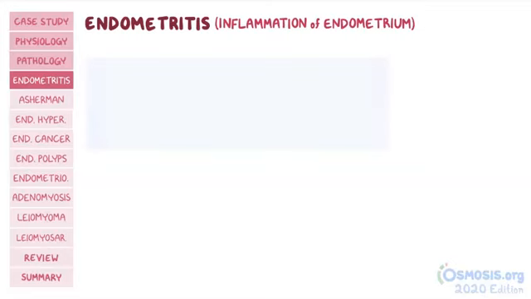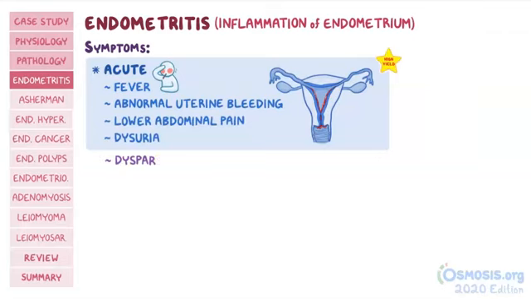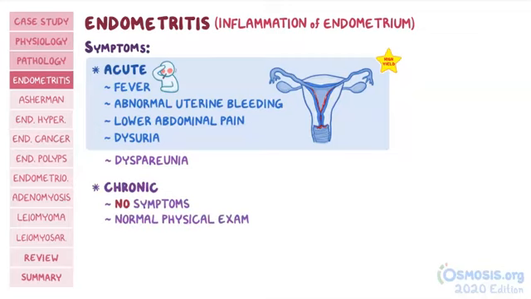On your test, an individual with acute endometritis typically presents with symptoms like fever, abnormal uterine bleeding, lower abdominal pain, dysuria, which is painful urination, or dyspareunia, which means pain during sexual intercourse. In contrast, in chronic endometritis, people often have no symptoms and a normal physical examination. However, some may experience similar symptoms to those of acute endometritis, although milder.